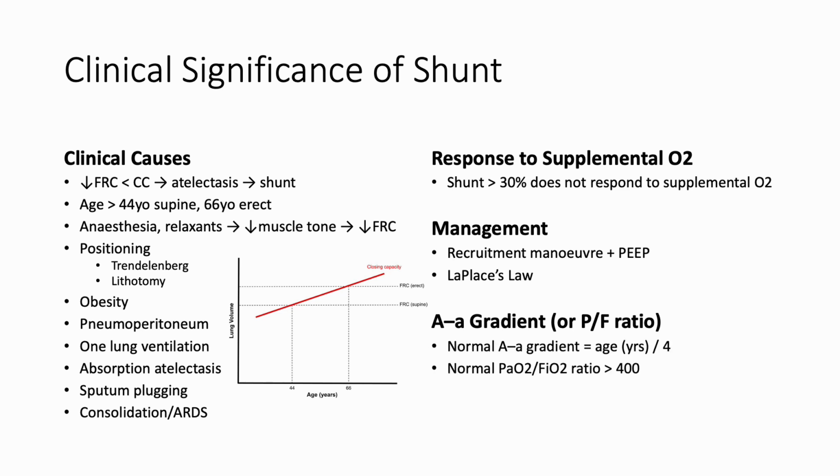The AA gradient is a useful tool in assessing the degree of venous admixture, and we should recognize that it's only interpretable when the patient is breathing room air, and if they're on supplemental oxygen, then we should instead use the PF ratio. But this is straying more into part 2 territory now.